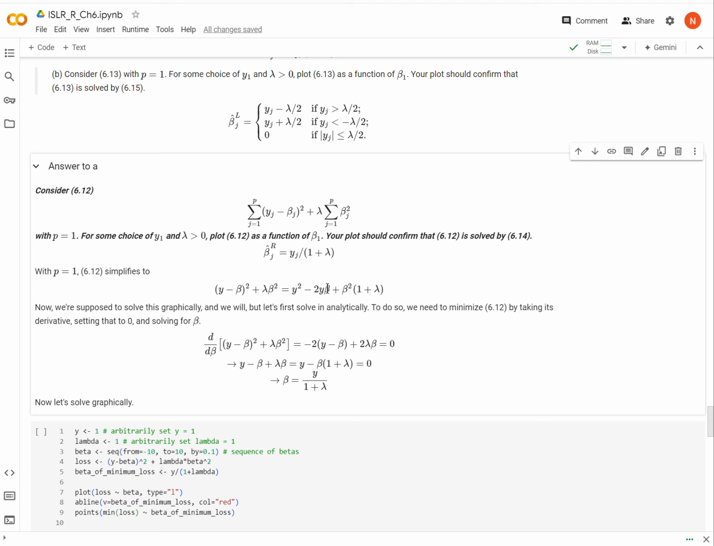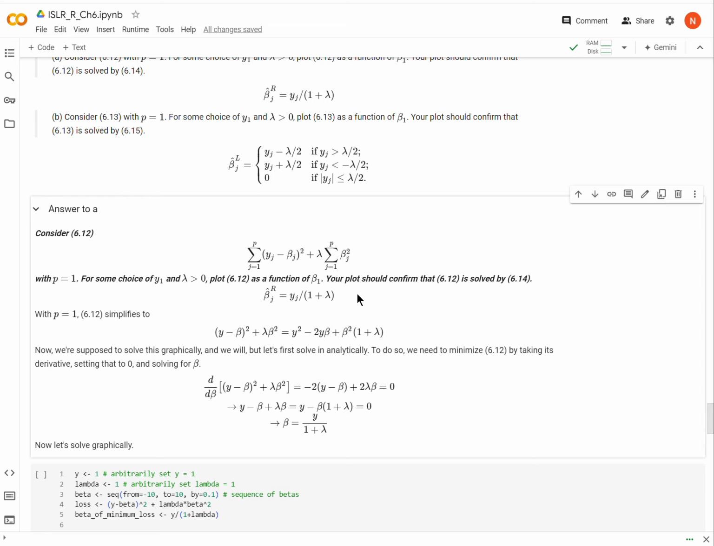Now if we want to find the appropriate beta coefficient, then we need to take the derivative of this and set it to 0 and then solve for beta. When you do all of that, you in fact come out with the estimate for beta being that right there. And that is exactly what we were meant to show.